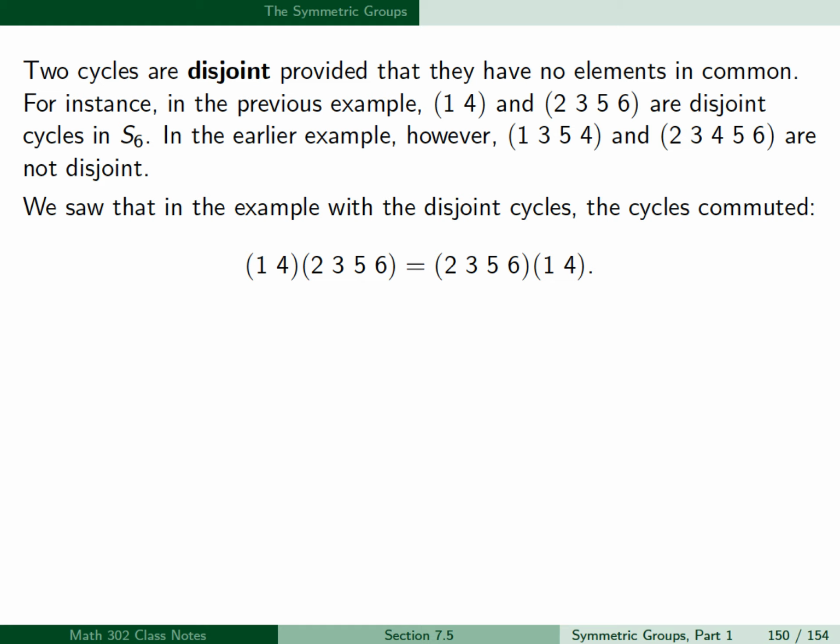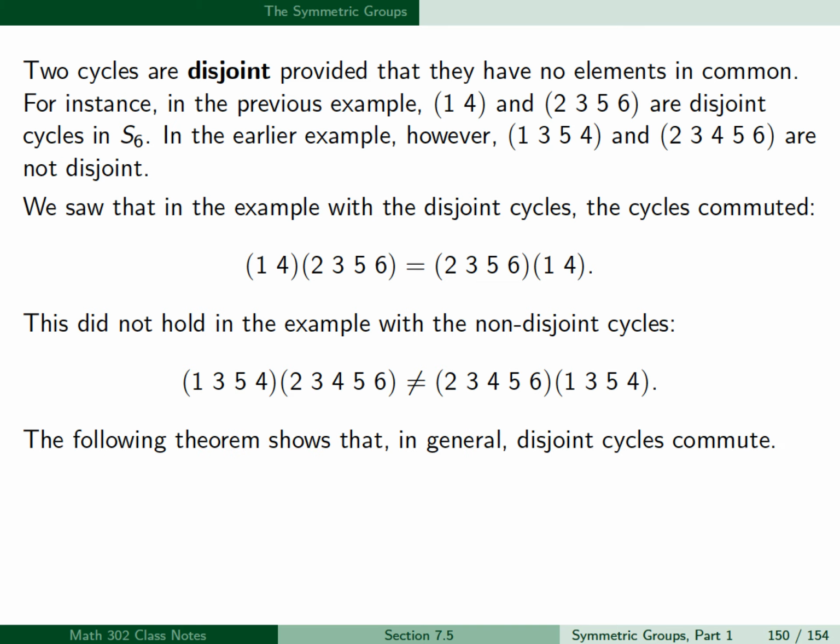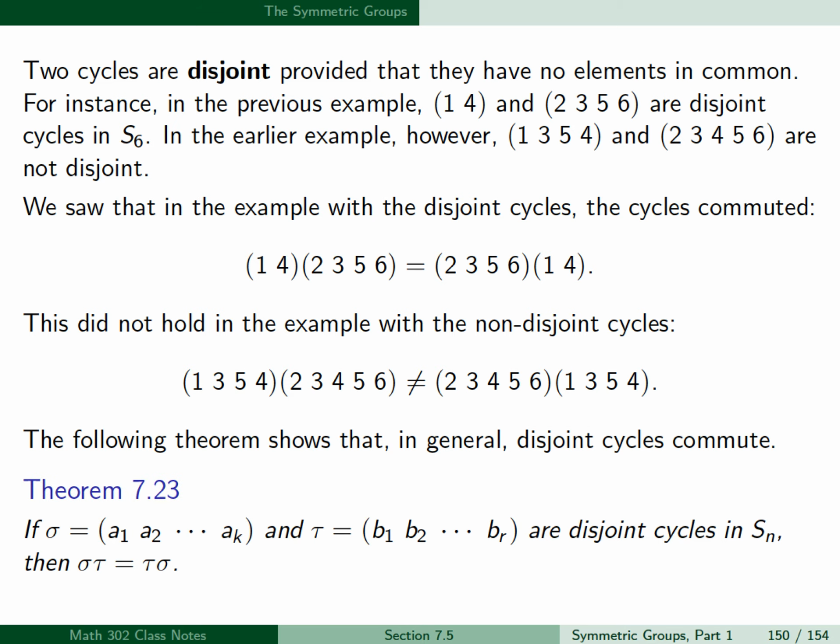So we saw that in the example with the disjoint cycles, the cycles commuted. This did not hold in the example with the non-disjoint cycles. And this is going to be the standard result. So the following theorem shows that in general, disjoint cycles commute. This is Theorem 7.23, which says if sigma equals (a1 a2 ... ak) and tau equals (b1 b2 ... br) are disjoint cycles in S sub n, then sigma tau is equal to tau sigma.